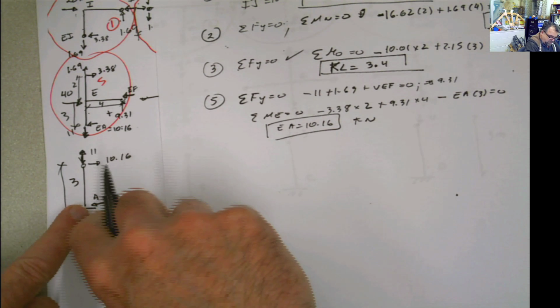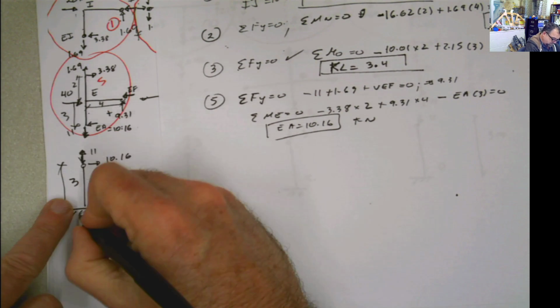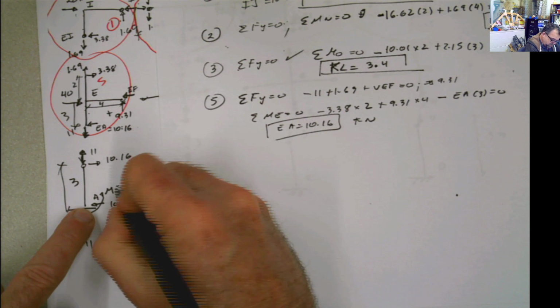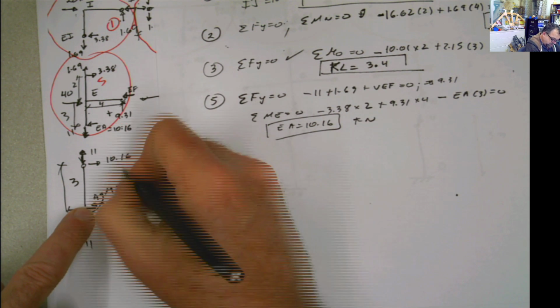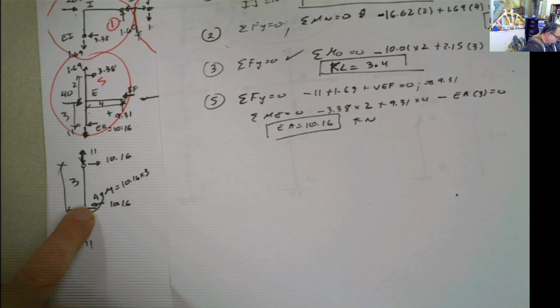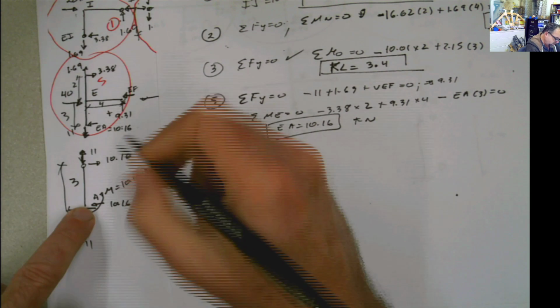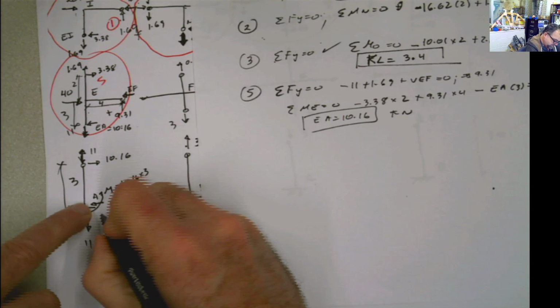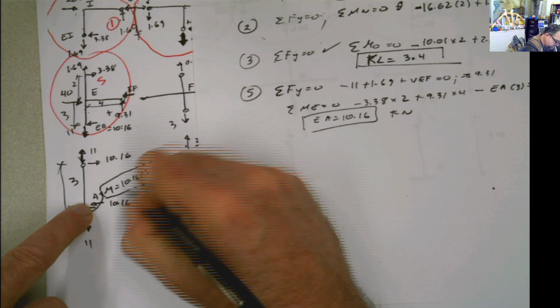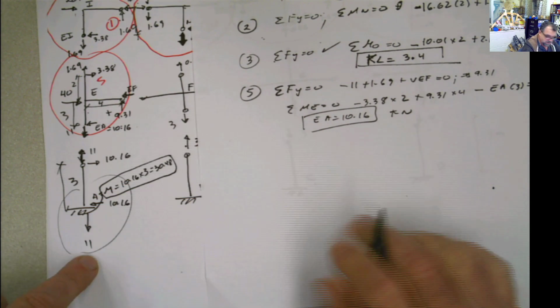Meaning, if you do moment here, that moment over there is going to be equal to 10.16 times 3, and that's 30.48. There you go. We have the 3 reactions now at this part.